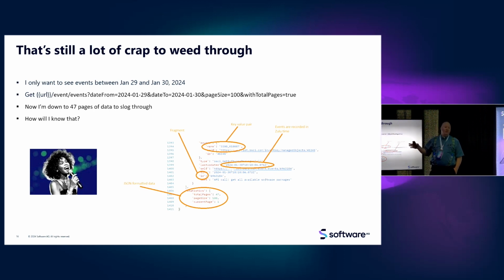I'm still slogging through a lot of data, but now I'm down to 47 pages only instead of 1,100. So we're getting better. And how do I know that? Because total pages down here says it's 47. And we can see pairs of data, some information here.